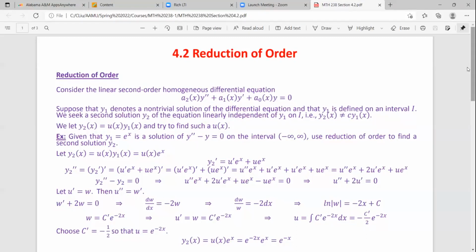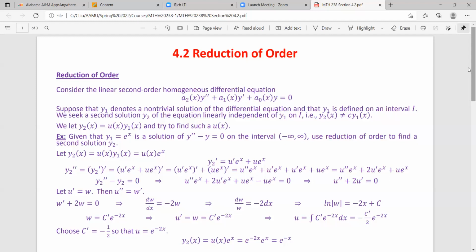If you just divide by y1 on both sides, u is just y2 over y1. We don't know what y2 is, but suppose we just assume another solution y2. We know there's such a solution y2. So we just divide y2 by y1 to get u. Okay, and y1 is given.